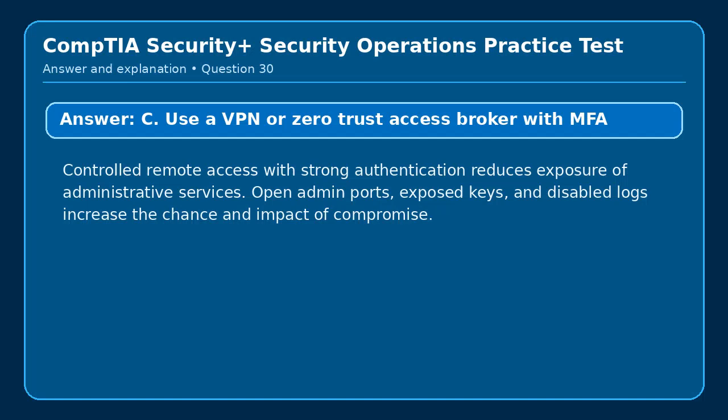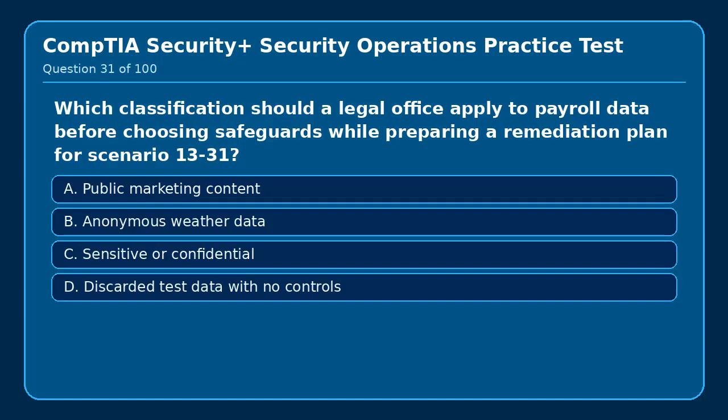Question 32. How should a managed service provider protect database files stored on cloud volumes after a recent audit finding for scenario 13 to 32? A. Disable access logs. B. Use encryption at rest with controlled key access. C. Store all files world readable. D. Use guest accounts for database administrators. Take a moment to choose your answer.